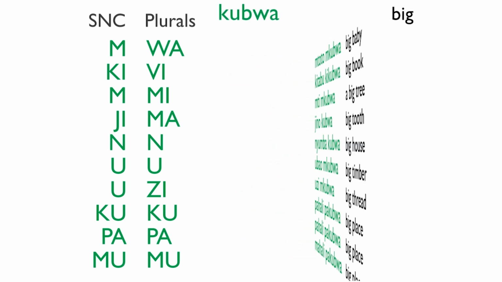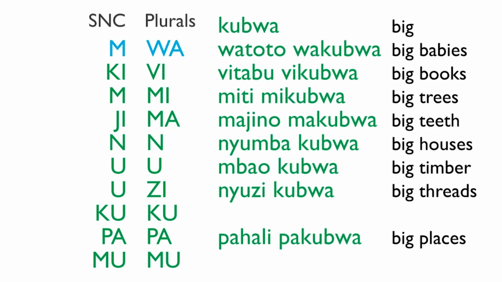In plural, these will take the following format. Watoto wakubwa, big babies. Vitabu vikubwa, big books. Miti mikubwa, big trees. Majino makubwa, big teeth. Nyumba kubwa, big houses. Mbao kubwa, big timber. Nyuzi kubwa, big threads. Pahali pakubwa, big places.